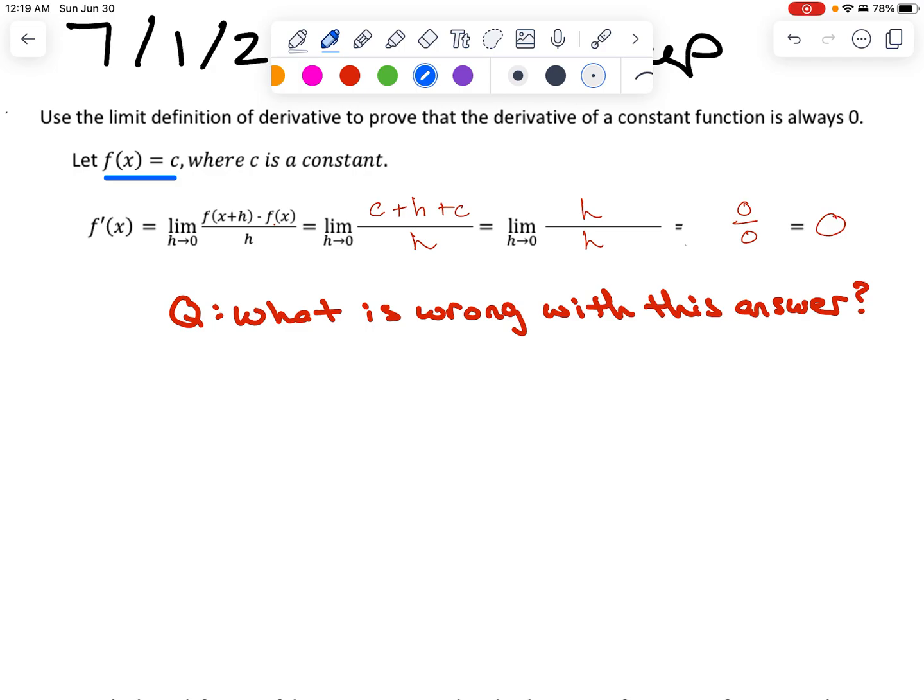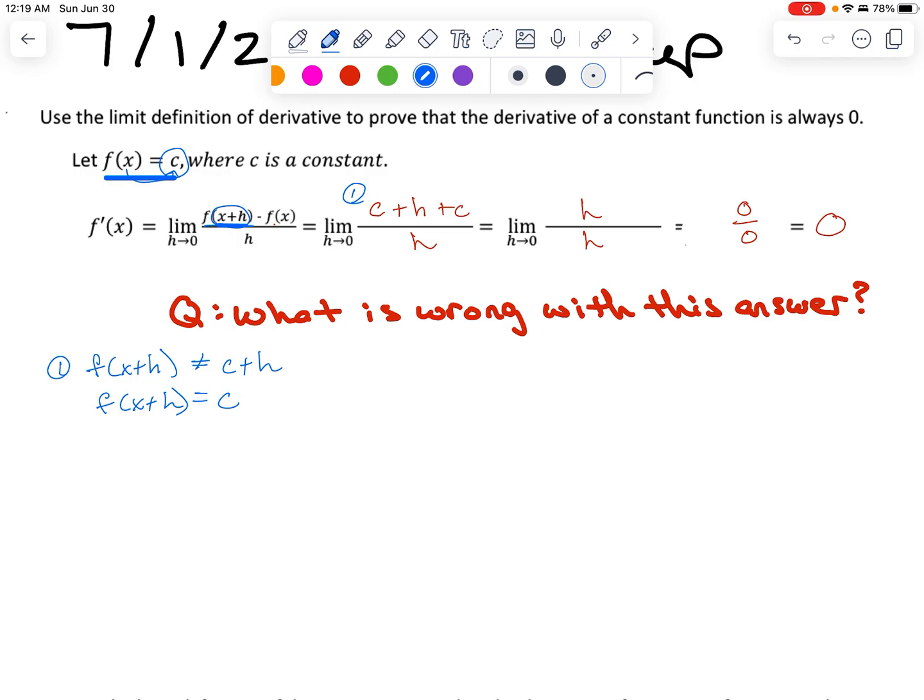There's some things that aren't quite right. So pause the video and think about it. What do you think's wrong? Well, first thing that went wrong was when they substituted for f of x plus h. When they substitute x plus h into the x of this function, there is no x in this function. So no matter what you plug in, you're still going to get c. So the first error is that f of x plus h is not c plus h. It is just c.